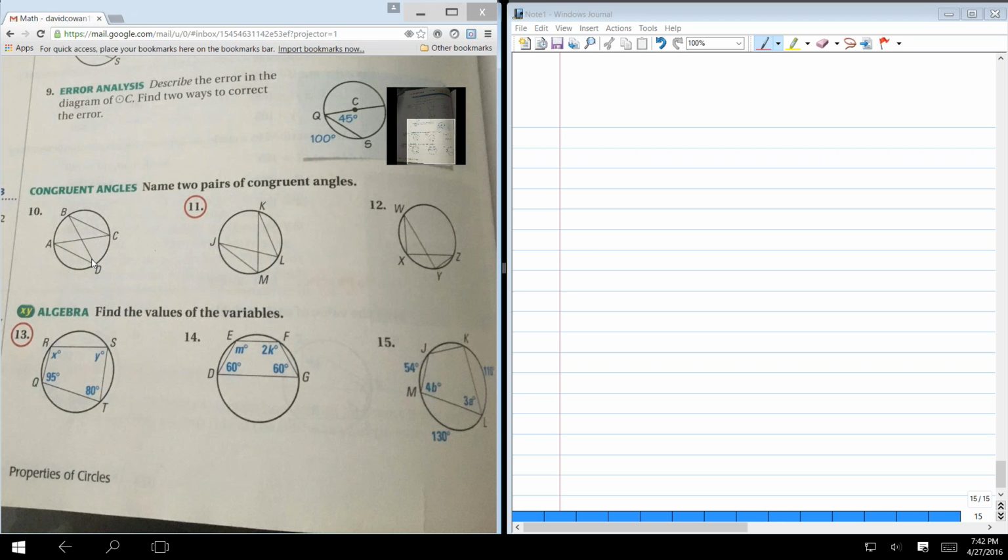Right. If D subtends AB, and we know D is going to be half of the measurement of that, well, C has to be half of the measurement of that also. Therefore, C is congruent to D. And by the same logic, B is congruent to A because they both subtend or cut out the same arc.